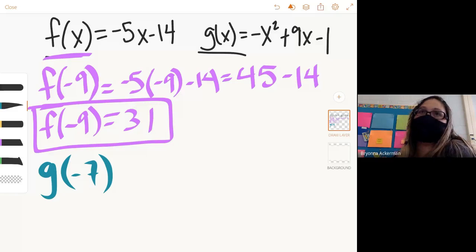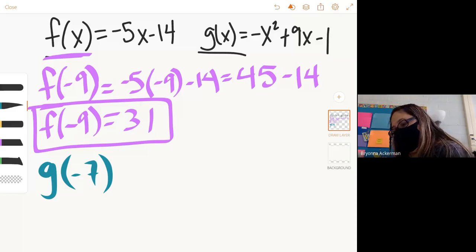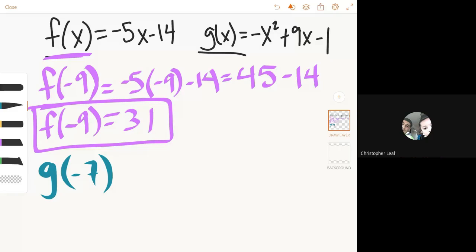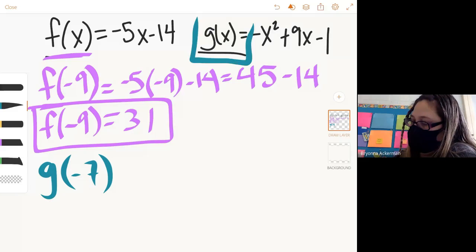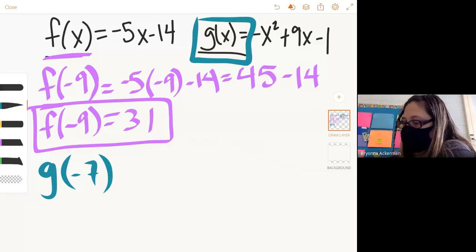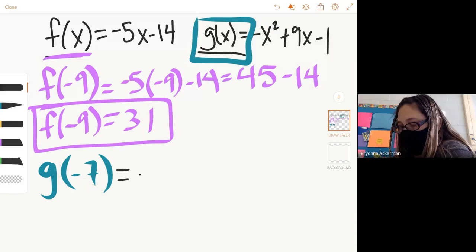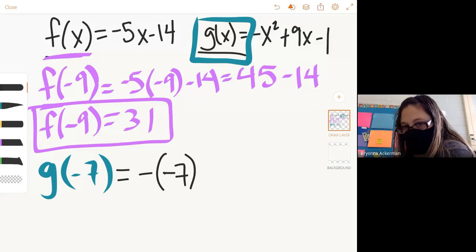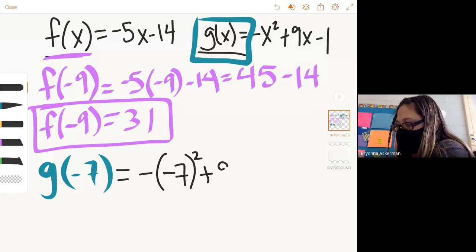Okay, so number 4 says g of negative 7. So what am I doing? Am I using the f of x function or the g of x function? The g of x equation. Good, so we're going to use this one. And then we're going to do the same thing. So instead of x, I'm going to plug in a negative 7. Now be careful, there's already a negative in the function. So it's negative, and then x is now going to be negative 7 squared, plus 9, and then instead of x, I'm going to put negative 7, minus 1.